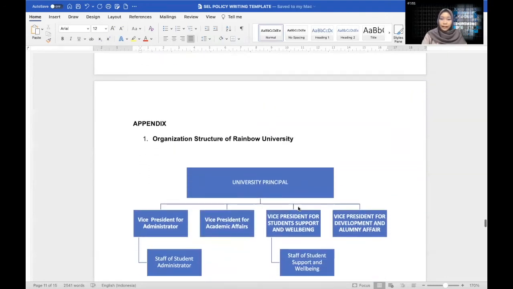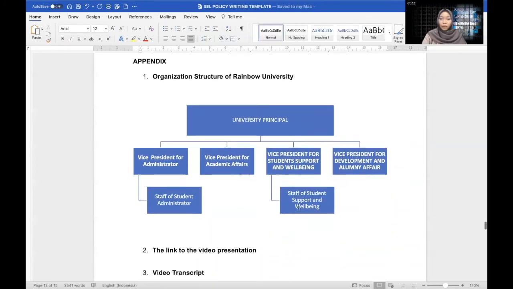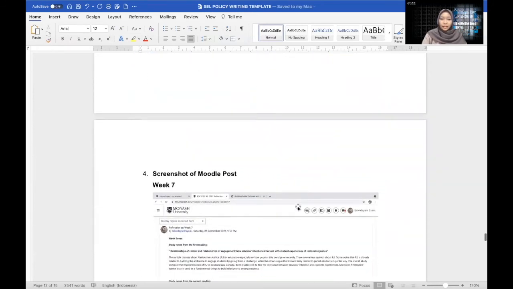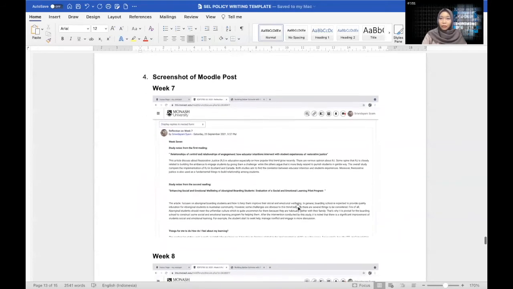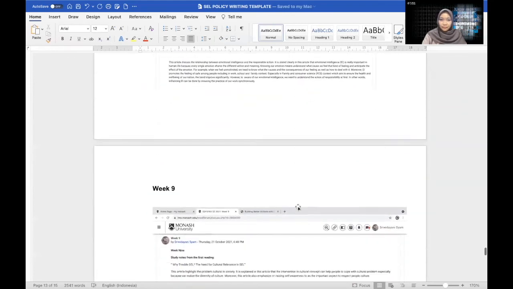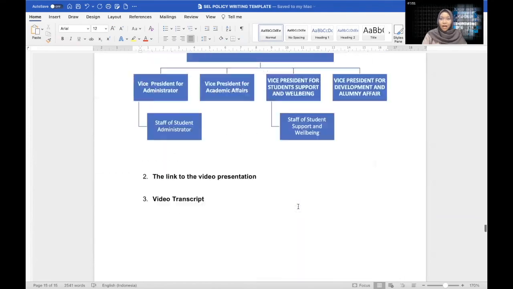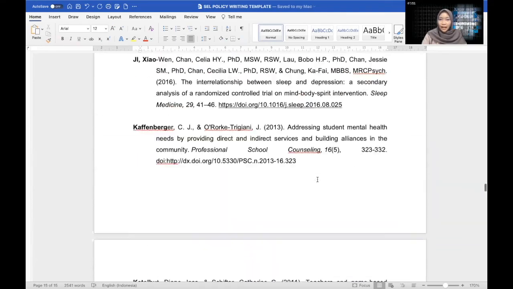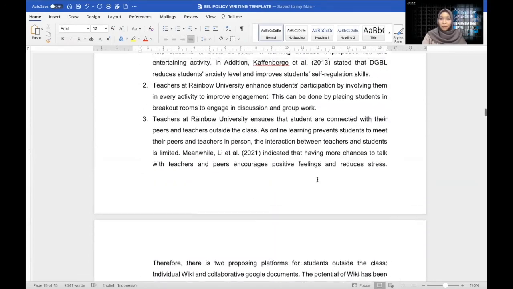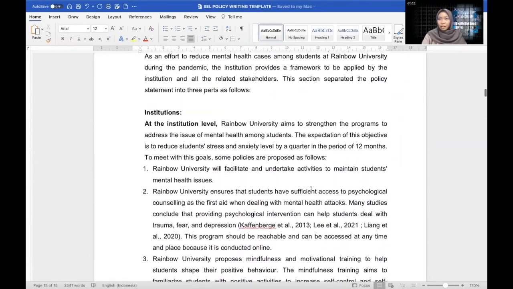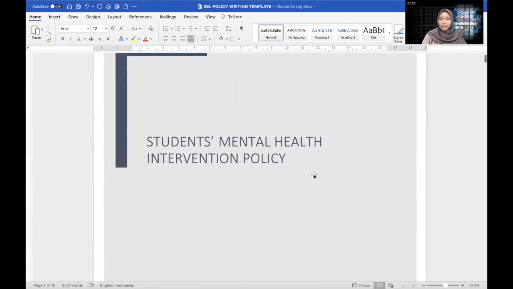And the next is the appendix. This is the organization structure of the university. And then the last one is the screenshot of the model post. Okay, so that's all for my policy document. I hope that this policy document will help students with mental health issues to address their problems.